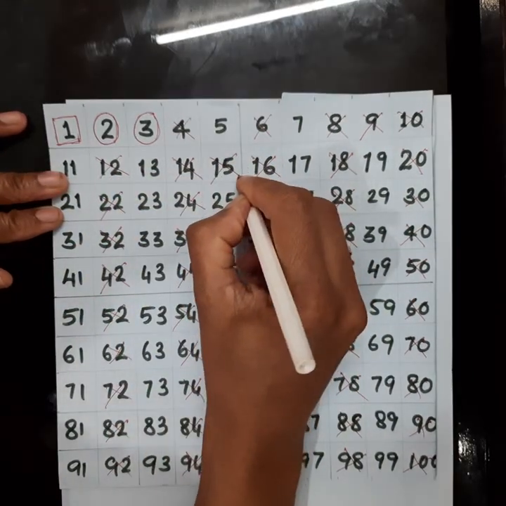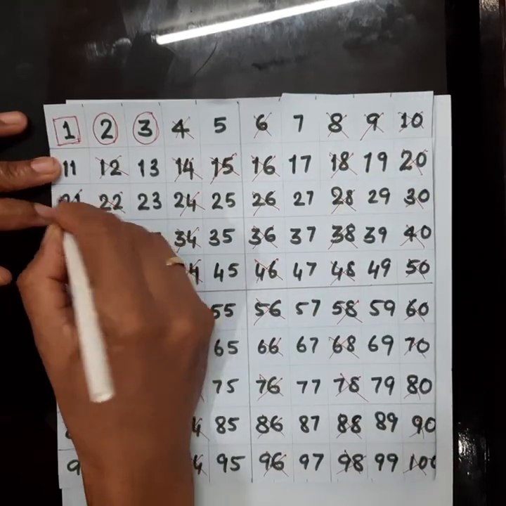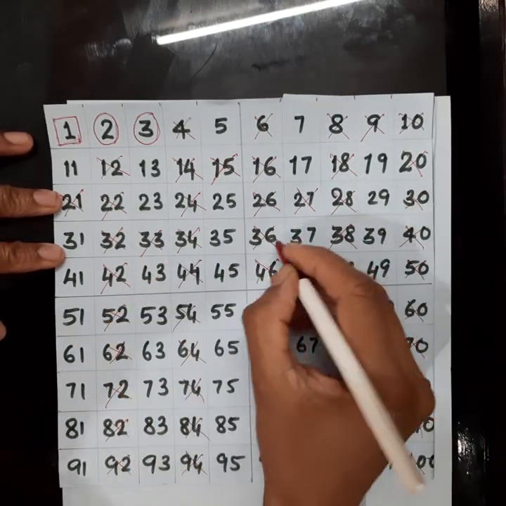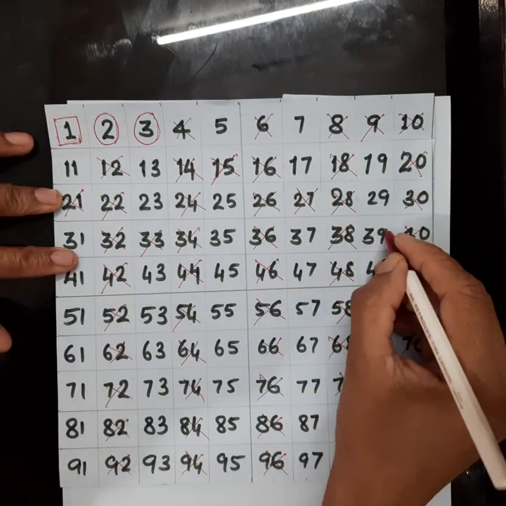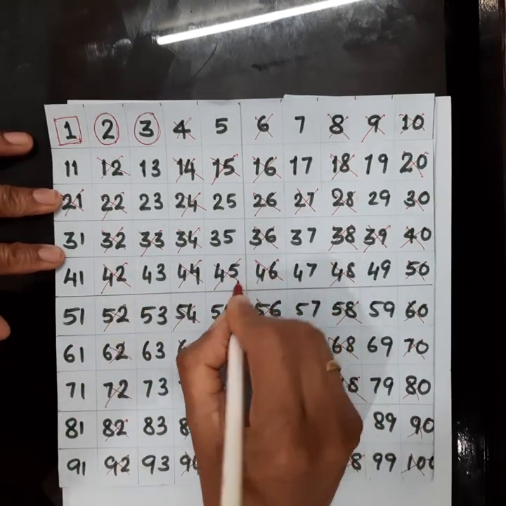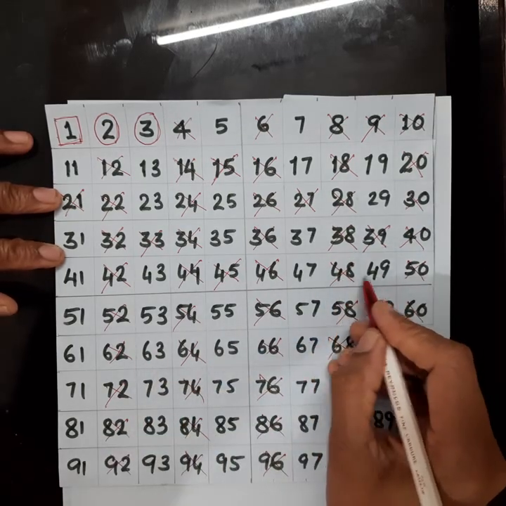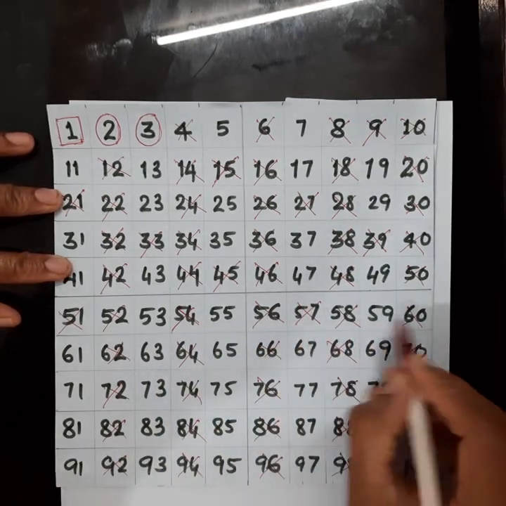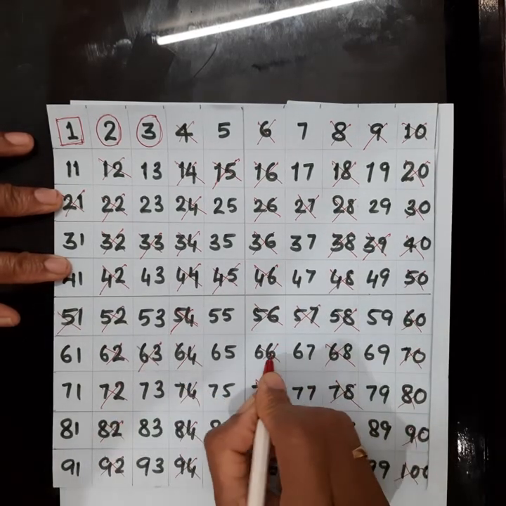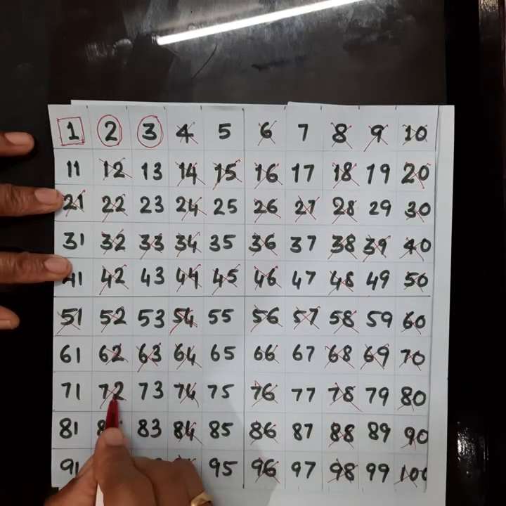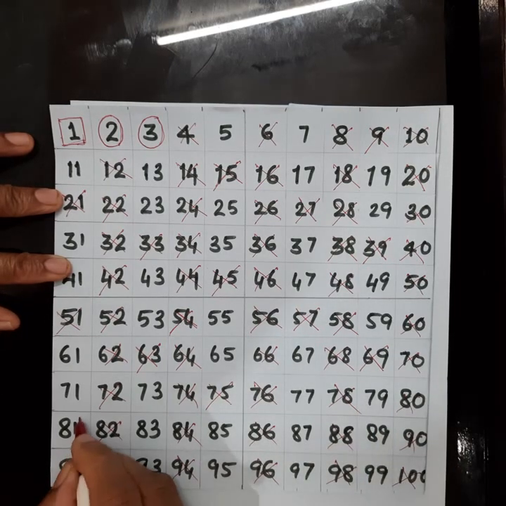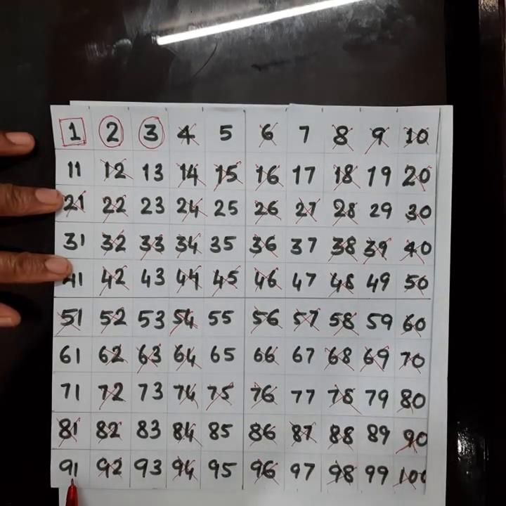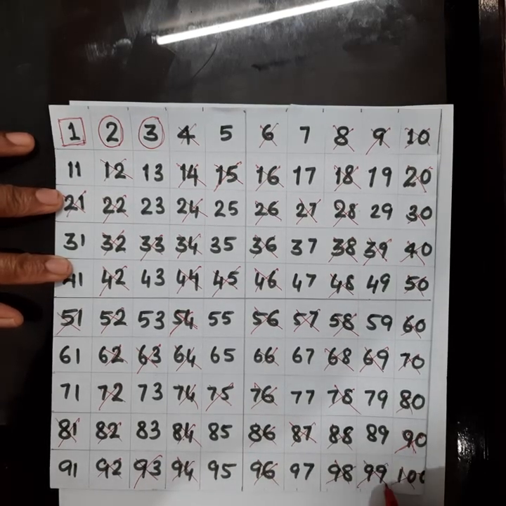12, 15, because 15 is a multiple of 3, 18, 21, 24, 27, 30, 33, 36, 39, 42, 45 is a multiple of 3, then 48, 51, 54, 57, 60, 63, 66, 69, 72, 75, 78, 81, 84, 87, 90, 93, 96, 99. These are the multiples of 3.